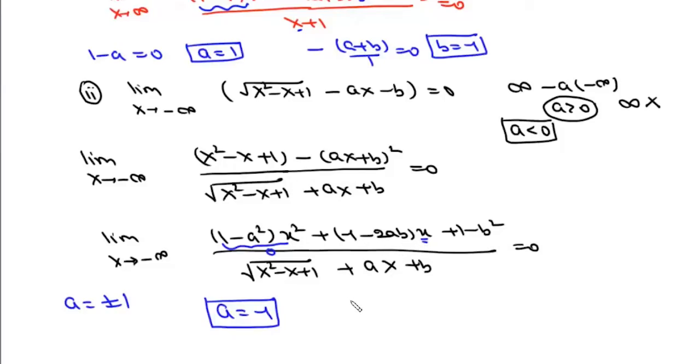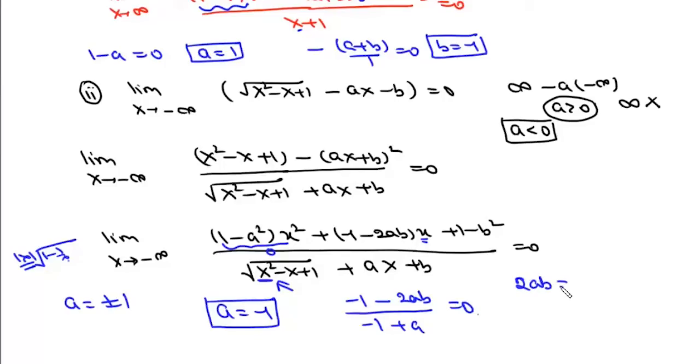Now coefficient of x in the numerator will be minus 1 minus 2ab upon, now here if we take x square common, then it will be this mod x into root of 1 minus 1 upon x, and this mod x is minus x, so it will be this minus 1 plus a, and it must be 0. Though in this question this minus doesn't make a difference, but most of the people make a mistake when they go to write this coefficient of x in the denominator. Now from here we can write 2ab is equal to minus 1, then the value of b is equal to 1 by 2. So for the second one, a is minus 1 and b is 1 by 2.